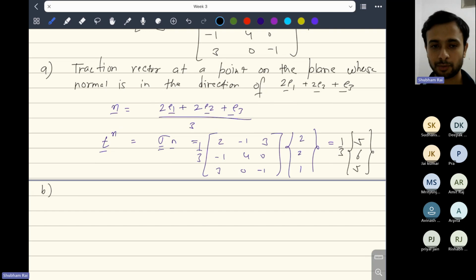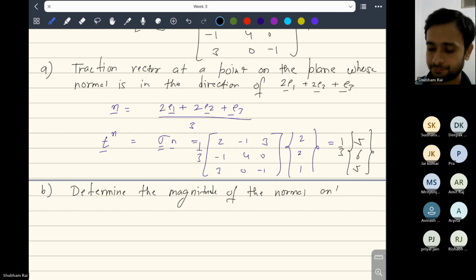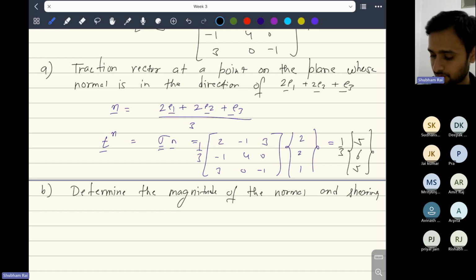Now going to the second part of this question. The second part says you have to determine the magnitude of the normal and shearing stress on this plane. Sorry, shearing stress. We're not dealing with strain right now.